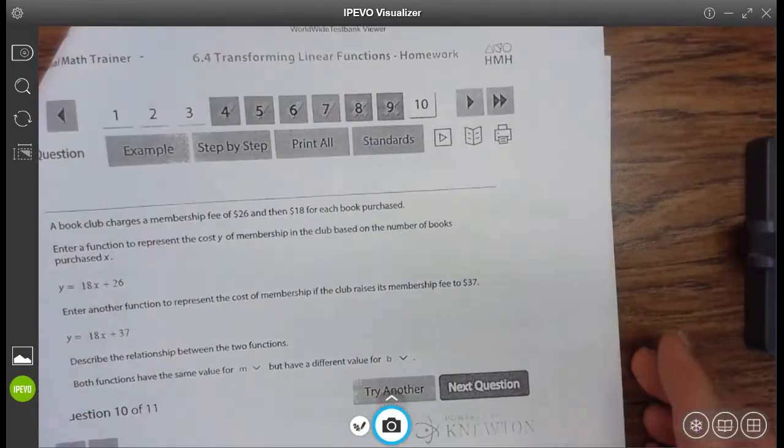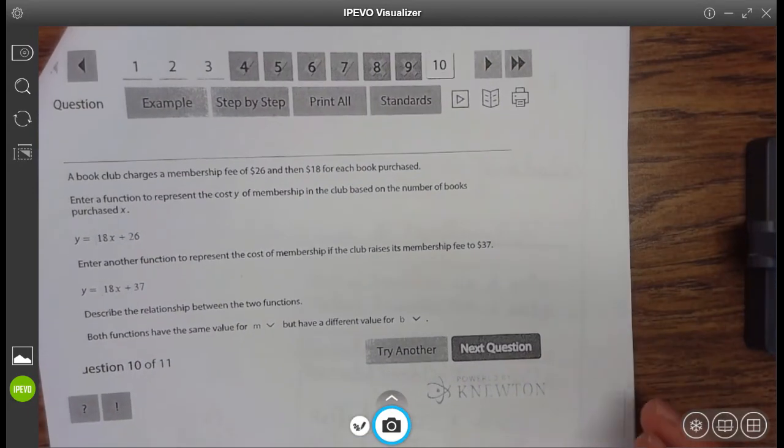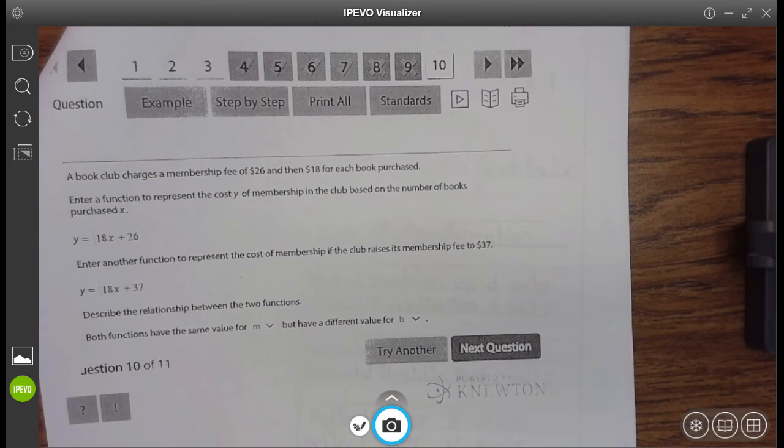All right, last example. A book club charges a membership fee of $26 and then $18 for each book purchased. Enter a function to represent the cost y of membership in the club based on the number of books purchased x. y equals 18x plus 26. Enter another function to represent the cost of membership if the club raises its membership fee to $37. So you have y equals 18x plus 37. Describe the relationship between the two functions. Both functions have the same value of m, but have a different value of b.